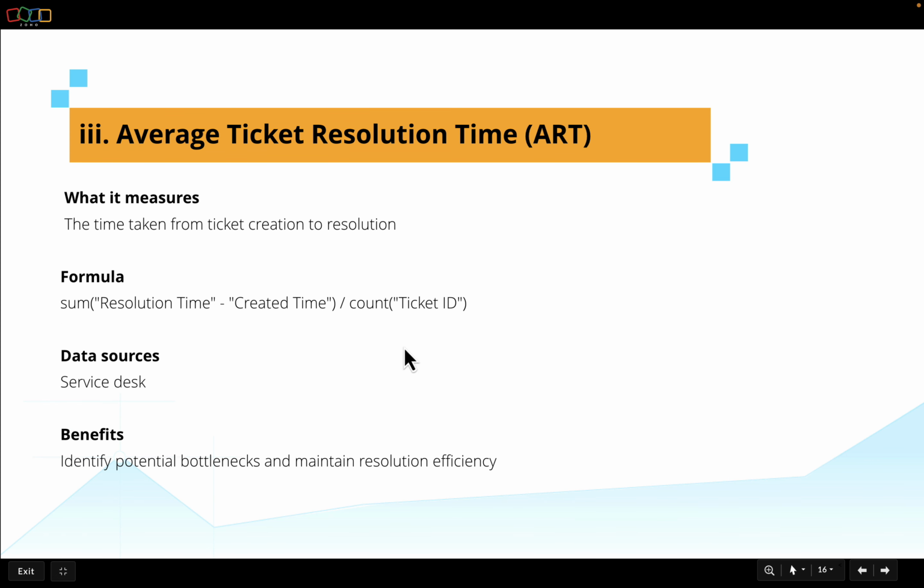Now, let's move on to the third metric that should be part of your SLA compliance dashboard, which is the average ticket resolution time, or ART. Timely resolution is fundamental to SLA success. Prolonged resolution times hinder business productivity, causing operational slowdowns, employee frustrations, and SLA breaches. To maintain efficiency and identify potential bottlenecks, tracking average ticket resolution times is essential.